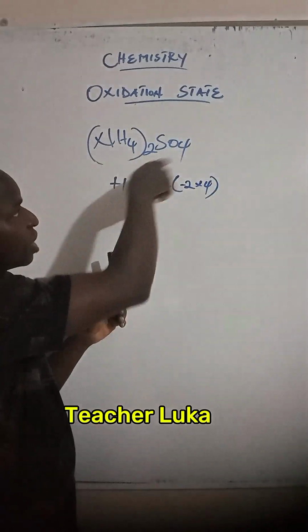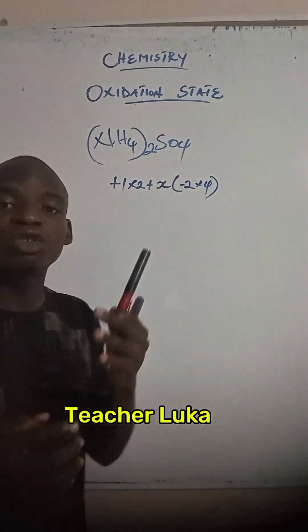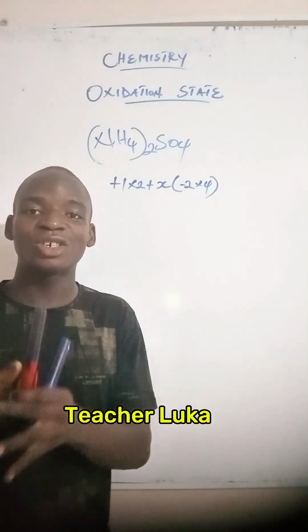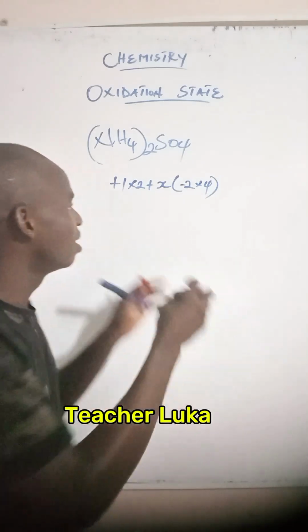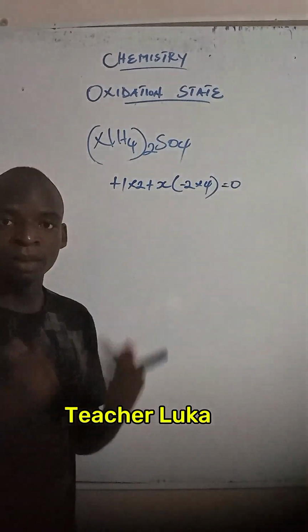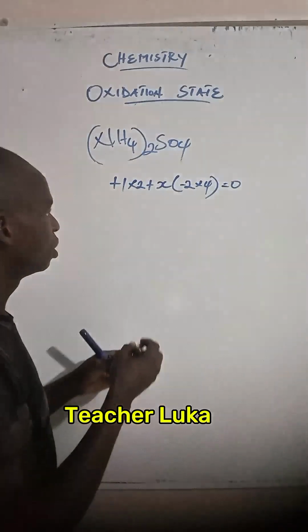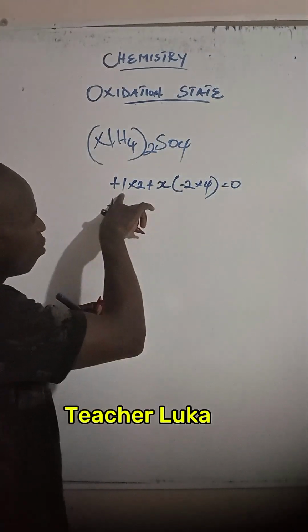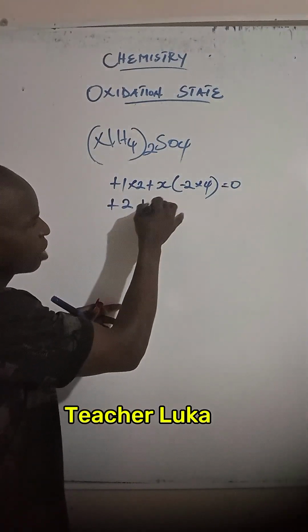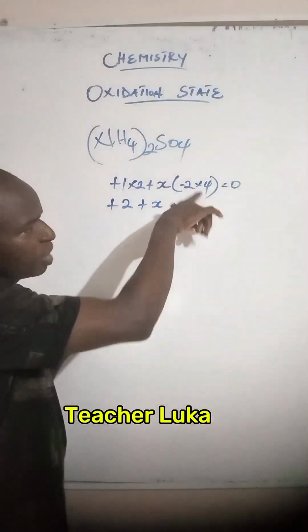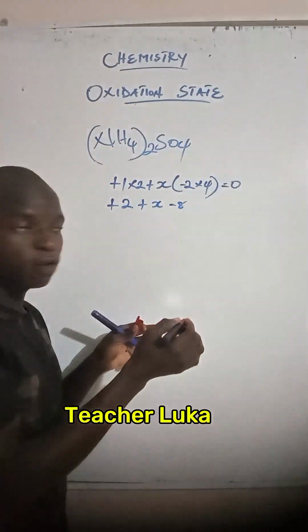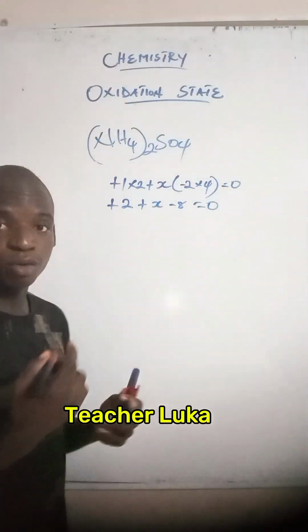Now, this is a neutral compound, and all neutral compounds have oxidation number 0. Are you following? So simply, this is 0. Are you with me at all? Let's continue. 1 times 2 is 2, plus our x. -2 times 4 is -8. This is still equal to 0.